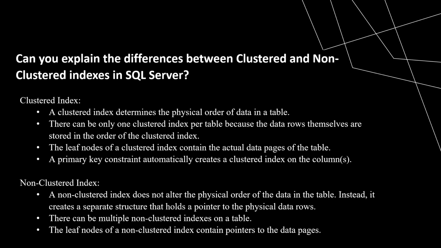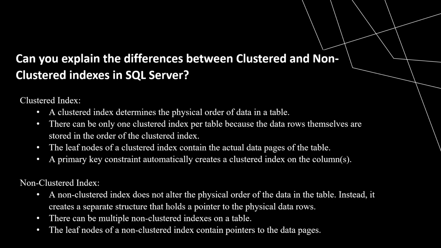Can you explain the differences between clustered and non-clustered indexes in SQL Server? Clustered index: a clustered index determines the physical order of data in a table. There can be only one clustered index per table because the data rows themselves are stored in the order of the clustered index. The leaf nodes of a clustered index contain the actual data pages of the table. A primary key constraint automatically creates a clustered index on the columns.